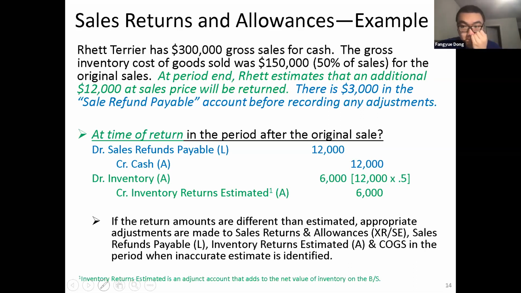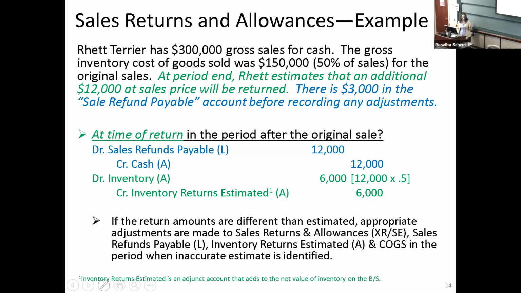All right, so the idea is that when the actual refund and return will occur, there won't be any impact on the earnings. So that's the idea there. At the time of return, your sales refund payable liability will be decreased because we no longer have the obligation. Cash will decrease because we're going to be paying cash to the client. Inventory will be reclassified from inventory returns estimated to actual inventory.